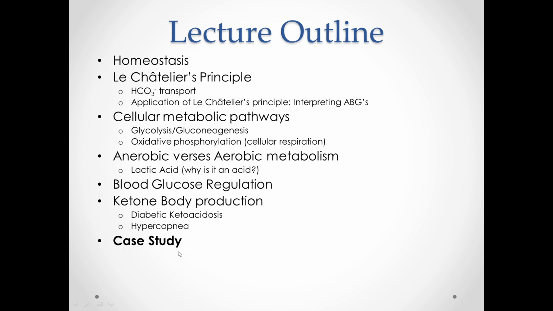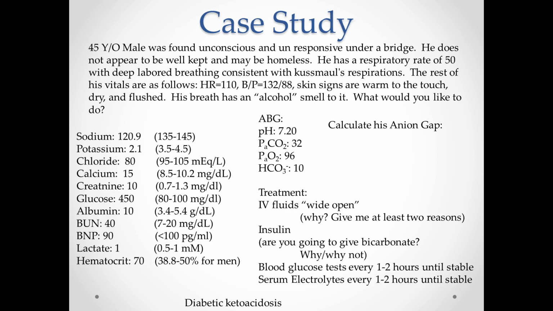The last thing I'm going to do is cover a case study. In this particular case study, a 45-year-old male is found unconscious and unresponsive under a bridge. He does not appear to be well kept and may be homeless. He has a respiratory rate of 50 with deep labored breathing consistent with Kussmaul's respirations. The rest of his vitals are as follows. He has a heart rate of 110, blood pressure of 132/88, skin signs are warm to the touch, dry and flushed. His breath has an alcohol smell to it. And I want you to think about what you'd want to do, how you would approach this type of person.